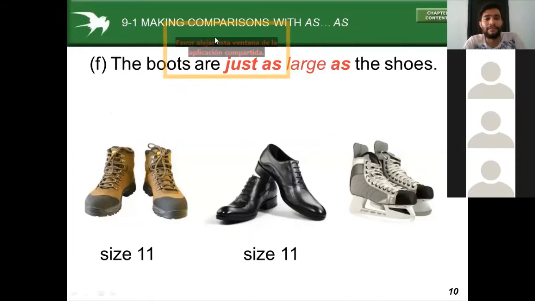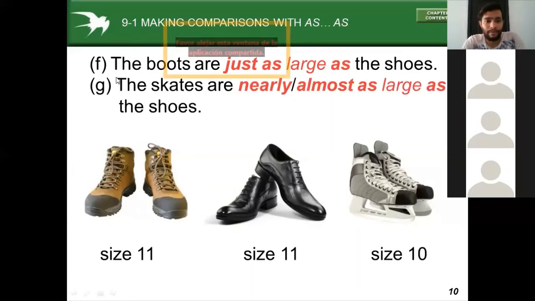Now, take a look at this. The books are just as large as the shoes. This means the same, right? Now we're using the word just, and this is an affirmative sentence, as you were saying, miss. This is an affirmative sentence, but we are using just. What is the intention here of just? It's just, again, intensifying that they are the same size, right? Now, the skates are nearly or almost as large as the shoes.